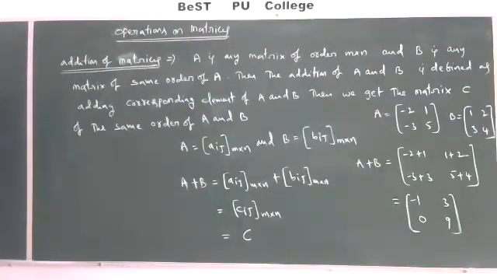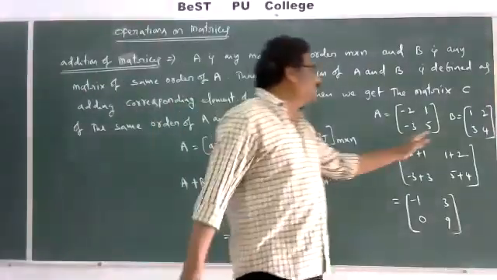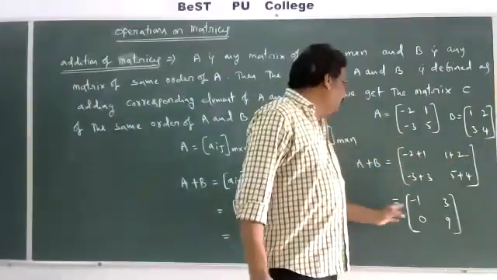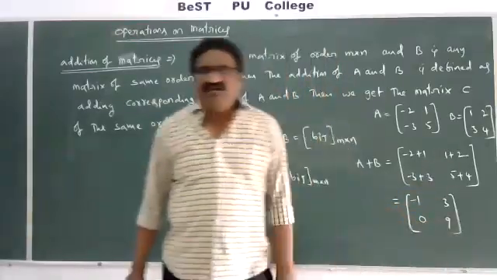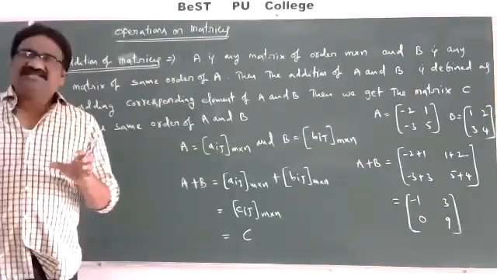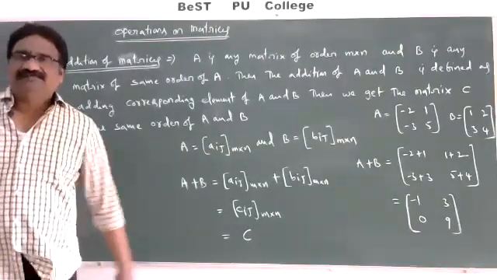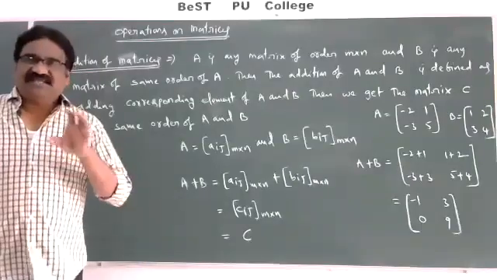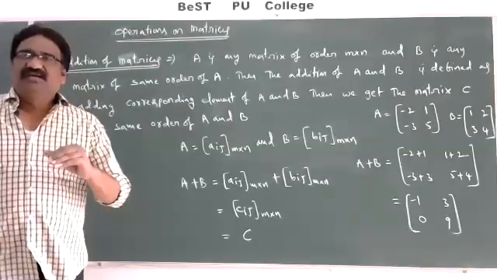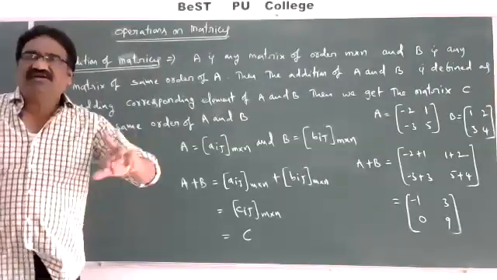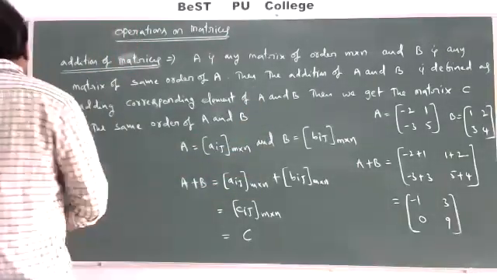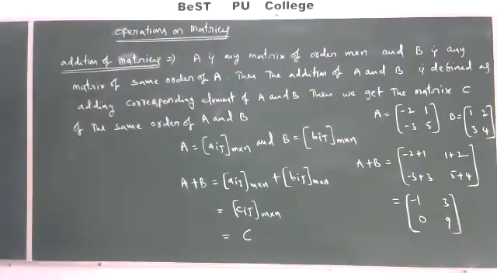You get the sum of the two matrices with the same order. Here you observe A is m by n, a 2 by 2 matrix, and B is a 2 by 2 matrix. Then you get A plus B is equal to C, a 2 by 2 matrix. So addition exists only when the two matrices or three matrices have the same order. If the matrices have the same order, then addition exists. After addition, you get a matrix having the same order as the given two matrices. Okay, that is called addition of the matrices.